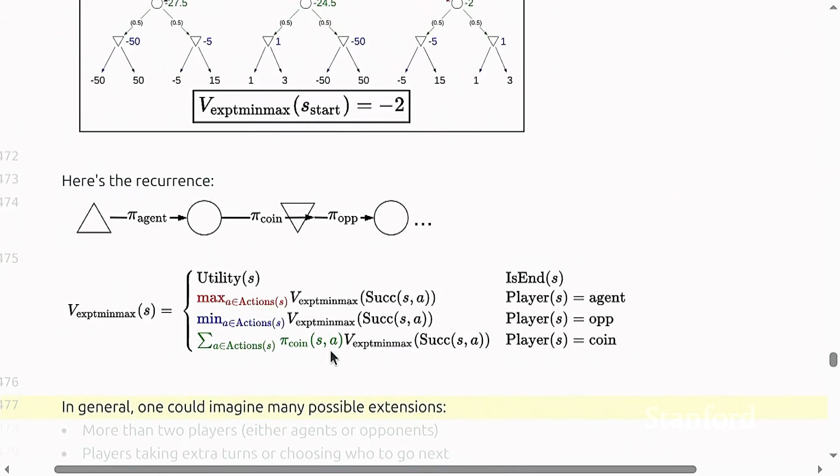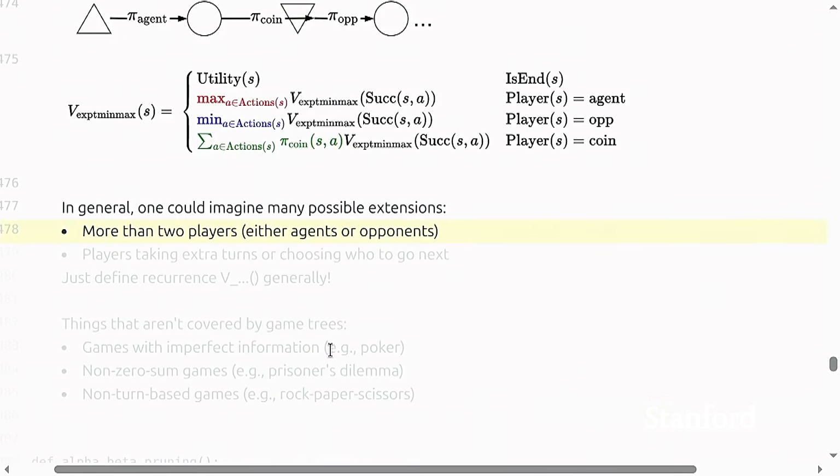So you might imagine more than two players. In the Pac-Man assignment, you're going to have a Pac-Man and multiple ghosts, and you're going to have to reason about the multiple ghosts. You can also have multiple agents in the setting. But in some sense, it can all be handled by this general recursion framework.